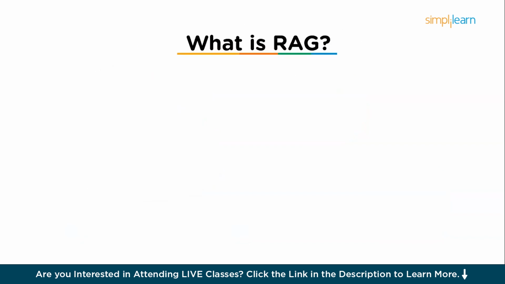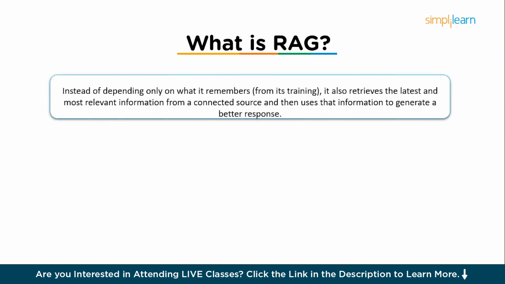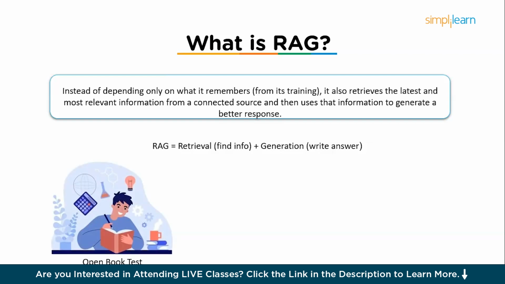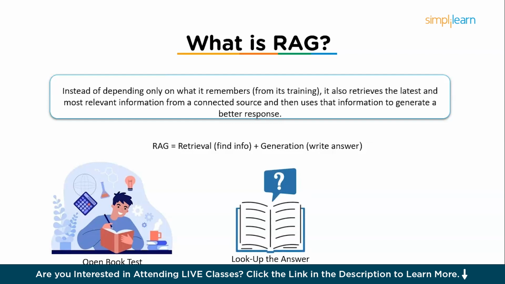So let us now understand what is RAG. RAG is like giving your AI a powerful search engine buddy. Instead of depending only on what it remembers from its training, it also retrieves the latest and the most relevant information from a connected source, like a document, knowledge base, or even the web, and then uses the information to generate a better response. So, RAG is equal to retrieval, that is find information, plus generation, that is writing answers. Think of it as a student taking an open book test. First, they look up the question and then they explain it in their own words.